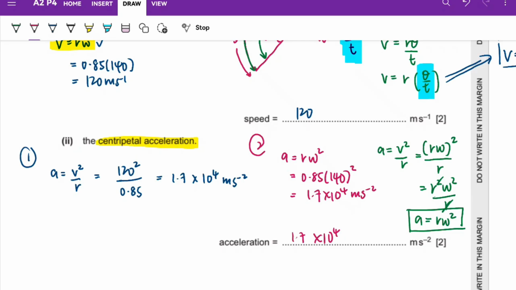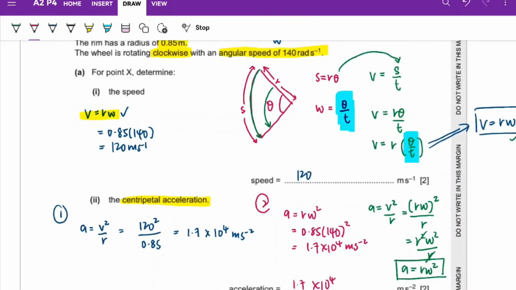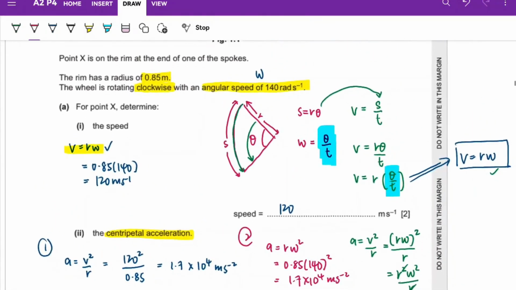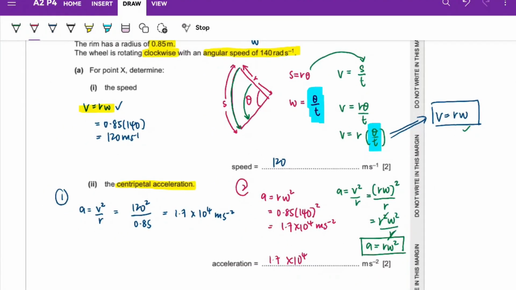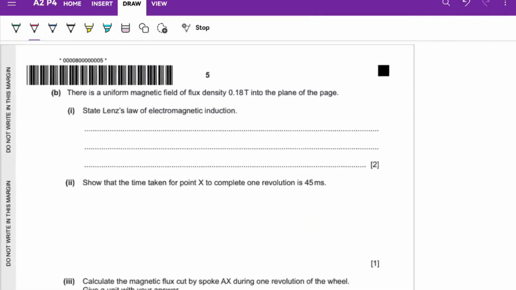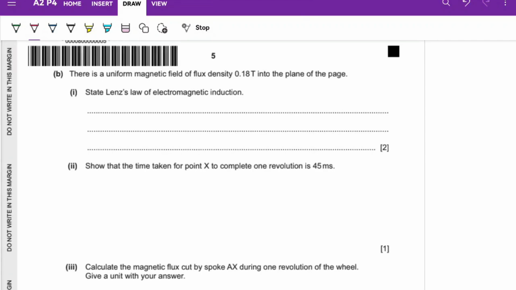Okay, so that's about it. That's about the circular motion part, which is part A. Easy, right? So you scored your 4 marks in this part. Now, we move on to B. There is a uniform magnetic field of flux density 0.18 Tesla into the plane of the page. That means it's into the plane of the page. State Lenz's law of electromagnetic induction.